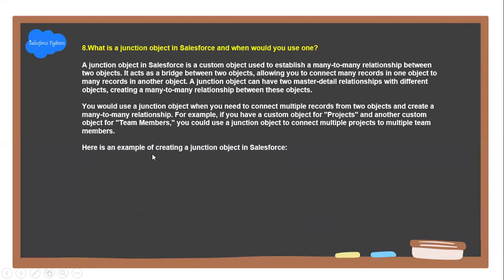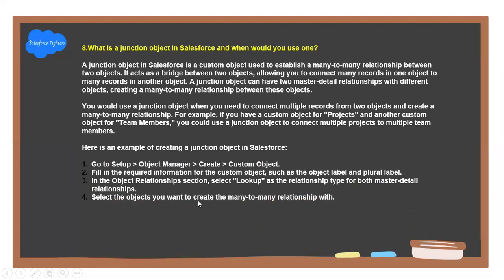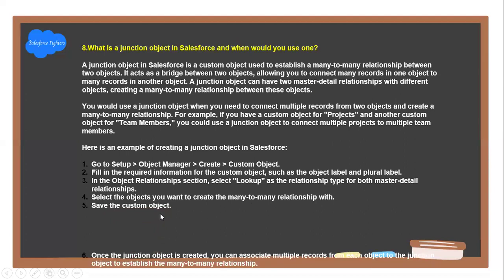Here is an example of creating a junction object in Salesforce. Go to Setup, Object Manager, and create a custom object. Next, fill in the required information for the custom object, such as the object label and plural label. Next, in the object relationship section, select master-detail as the relationship type for both relationships. Next, select the objects you want to create the many-to-many relationship with. Next, save the custom object.